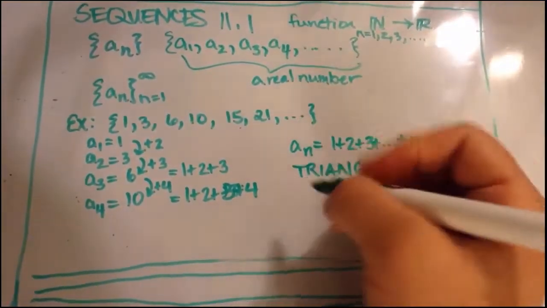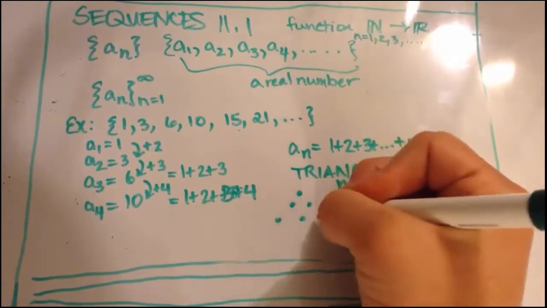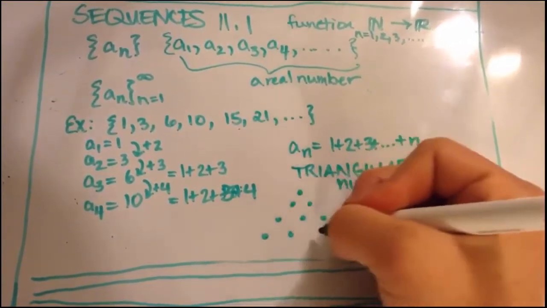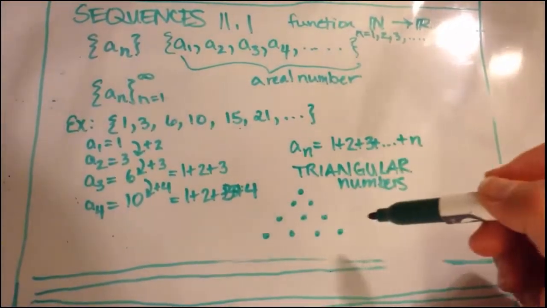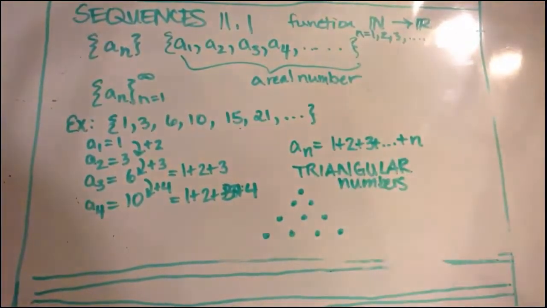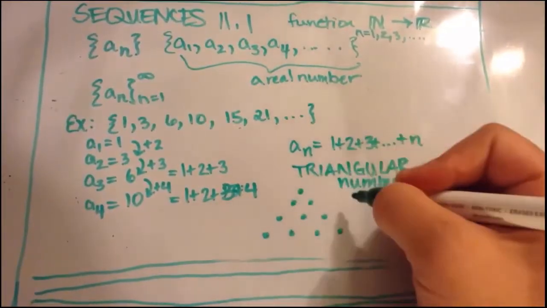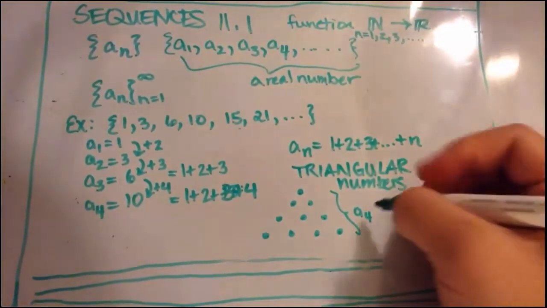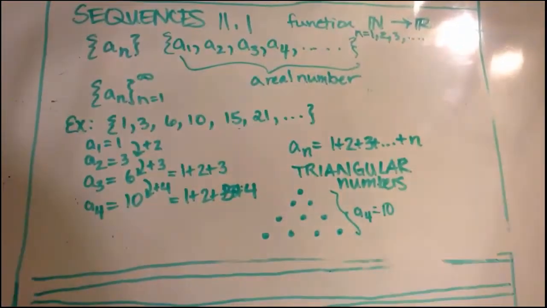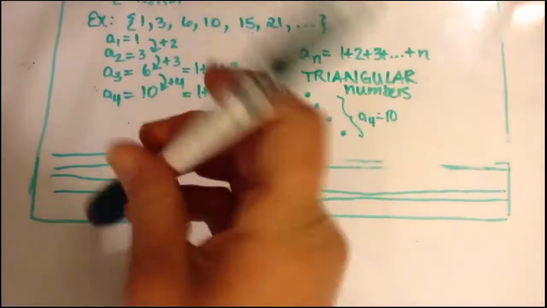It gets that name because you can create triangles like this. Each row of the triangle has one more item in it, and those represent the total number of dots in the triangle that represents a particular triangular number. So here I've represented a4, for instance. We can see that a4 is 10. So that's one example of a sequence. Let's look at another example.